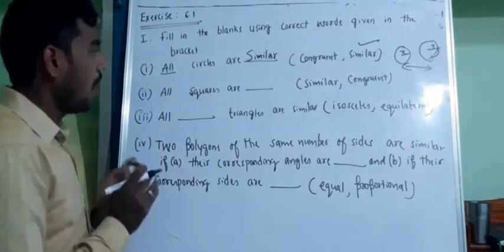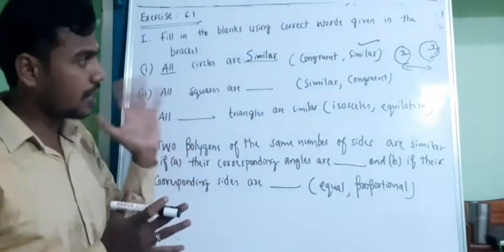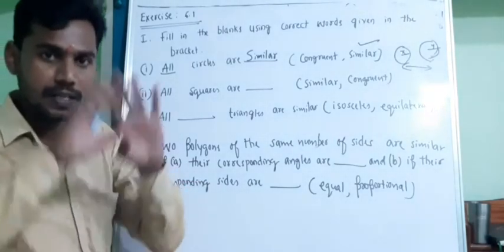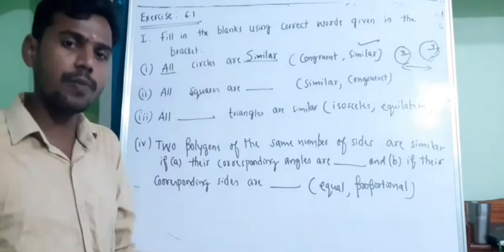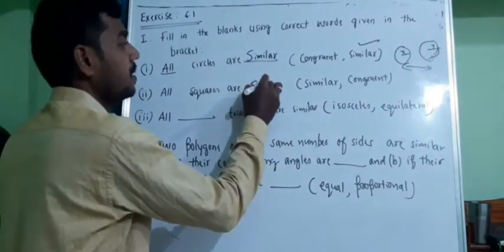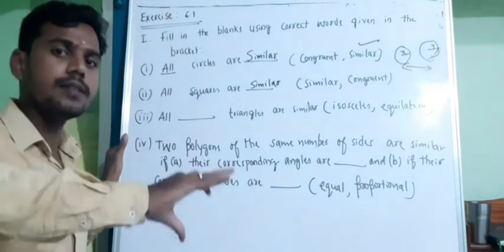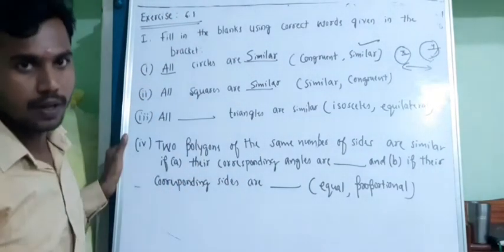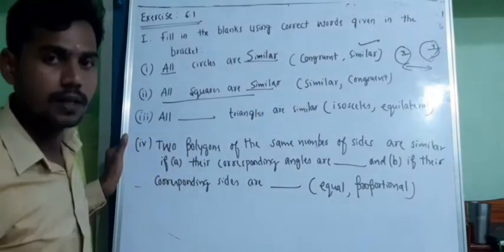Second question: all squares are. Here also the same thing: the size of the square may vary, but the shape remains the same. All the sides will be equal and all the angles will be equal to 90 degrees. So they will be similar. The size of the square may vary, but angles will remain the same and the ratio of the corresponding sides will remain the same. That is the reason all the squares are similar.